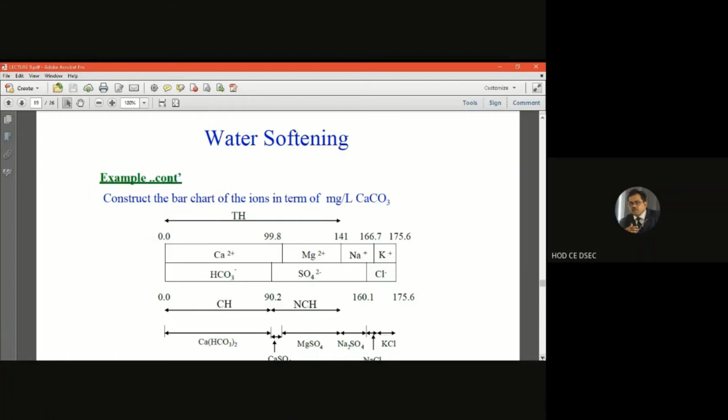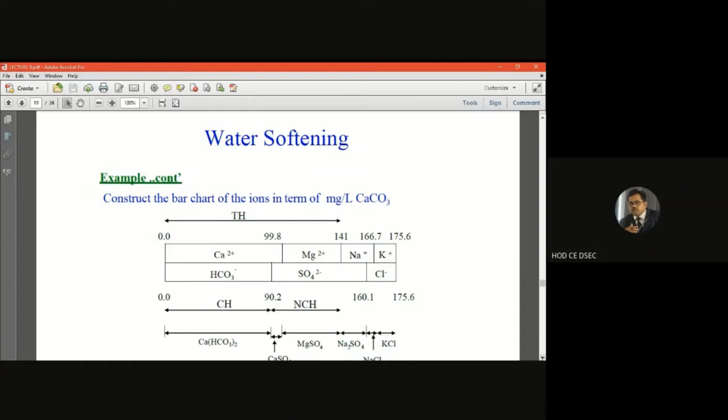Now the total hardness is 141, that is due to calcium plus magnesium, and the bicarbonate, that is the carbonate hardness, is below 99.8, that is, it is less than the value of Ca2 plus, as you see. So what we see is that sulfate and chloride, after 90.2, that is the permanent hardness, is indicated by an arrow, and this arrow is extended, which is called the NCH, means non-carbonate hardness. So it is very clearly given in that bar chart.